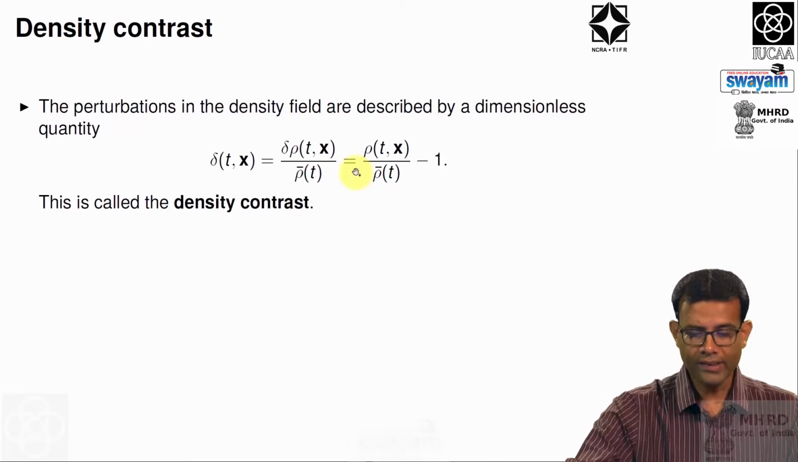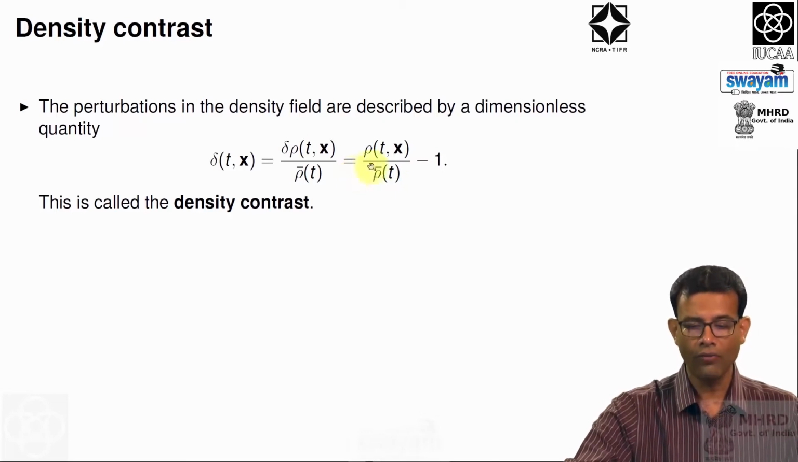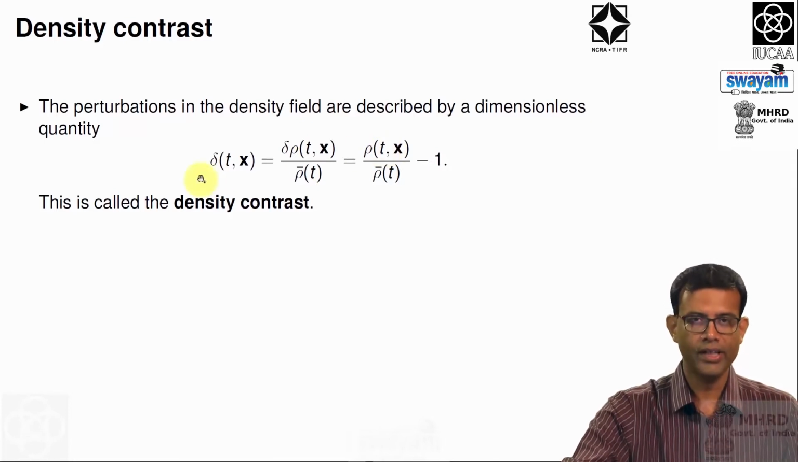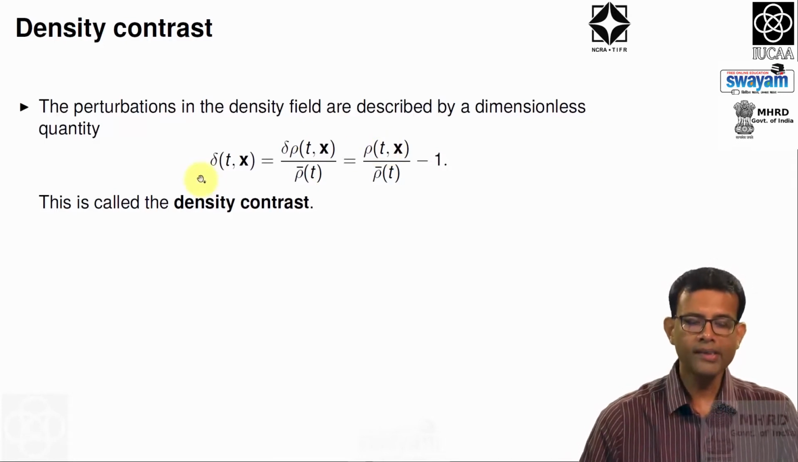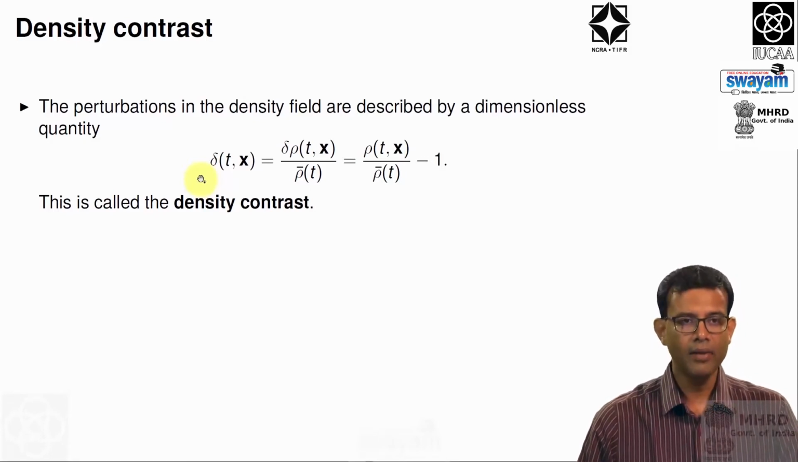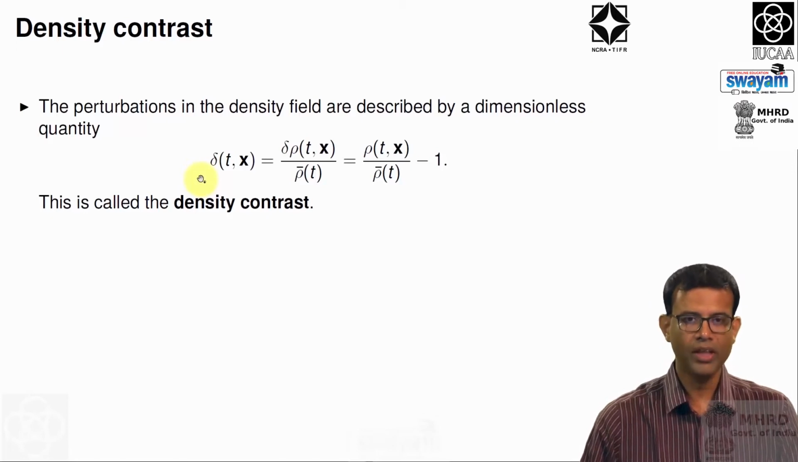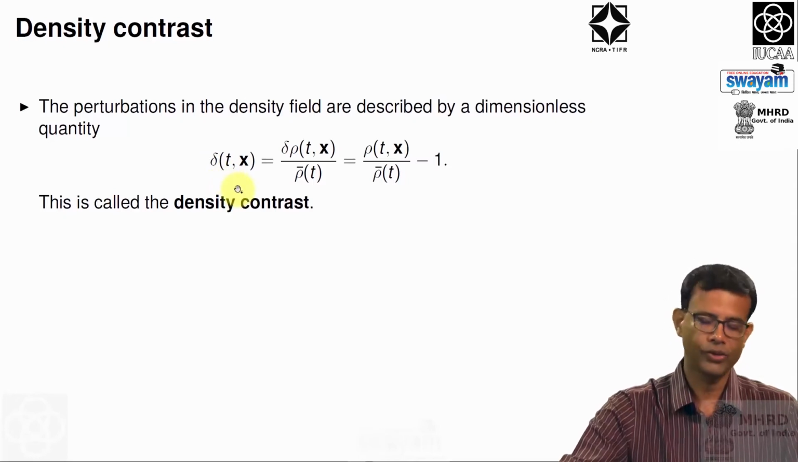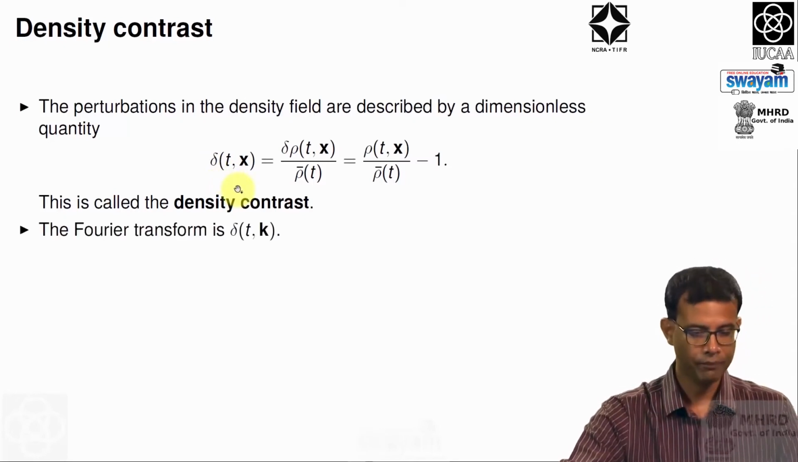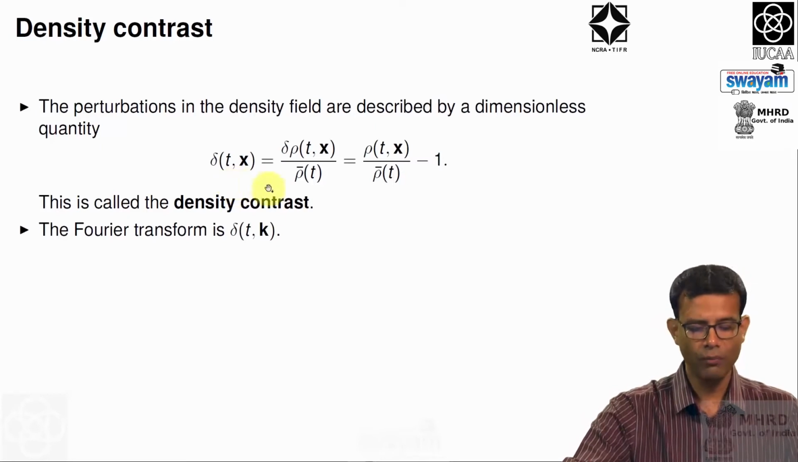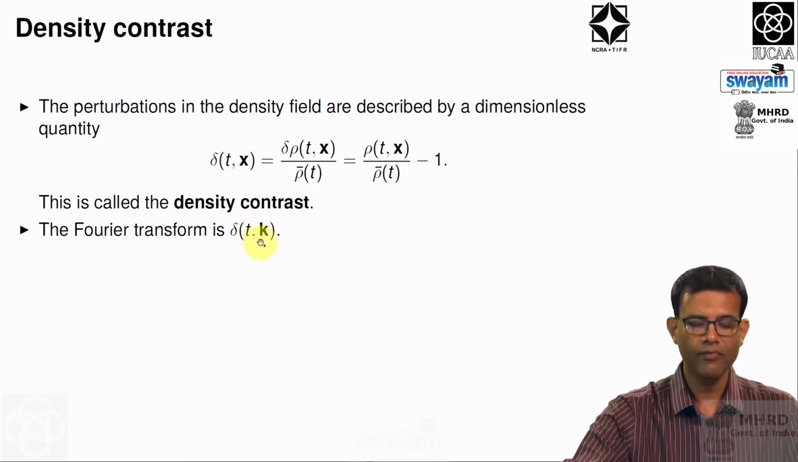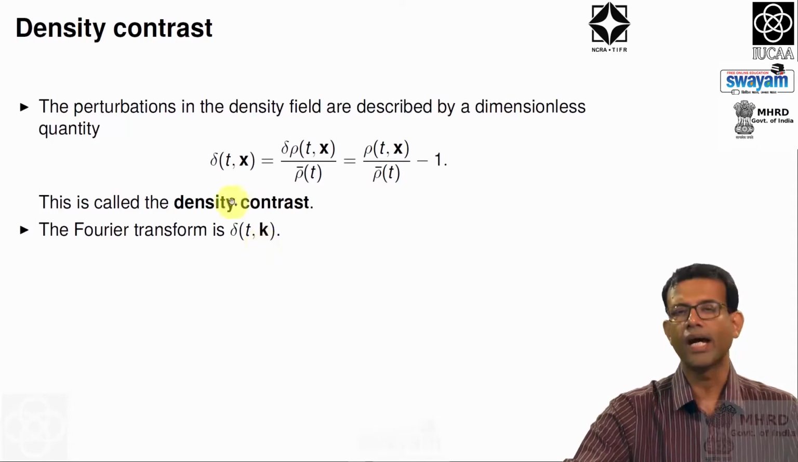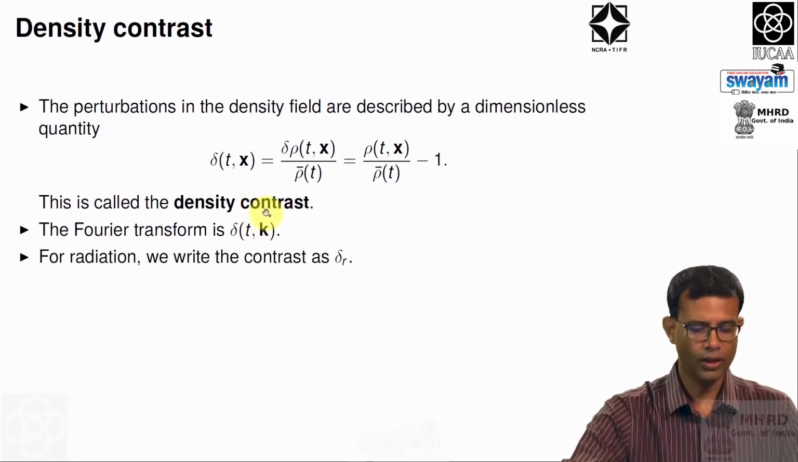So, you can see if the universe is smooth all over, then this rho will be rho bar at all places, and so this density contrast will be 0. So, any non-zero density contrast tells you about the perturbations, and in the linear limit this density contrast is always much less than 1. So, you can ignore terms which are like delta square, delta cube and higher order. Of course, its Fourier transform will be denoted by delta, which is a function of t and k, or eta and k, depending on which time coordinate you are using.